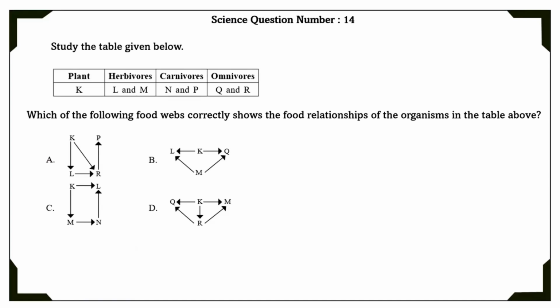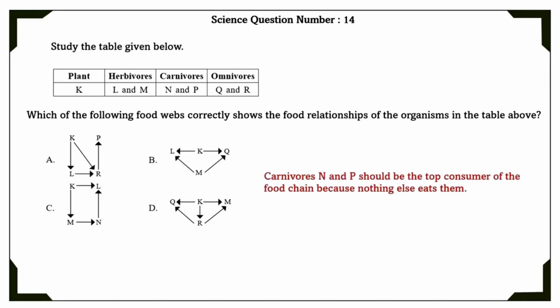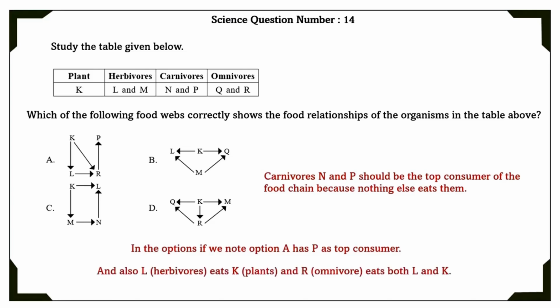Science question number 14. Study the given table below. Which of the following food webs correctly shows the food relationships of organisms in the table above? Carnivores N and P should be the top consumer of food chains because nothing else eats them. In the options, if we note, option A has P as top consumer, and also L herbivore eats K plants and R omnivore eats both L and K. So according to this, we have concluded that the correct option is the A option.